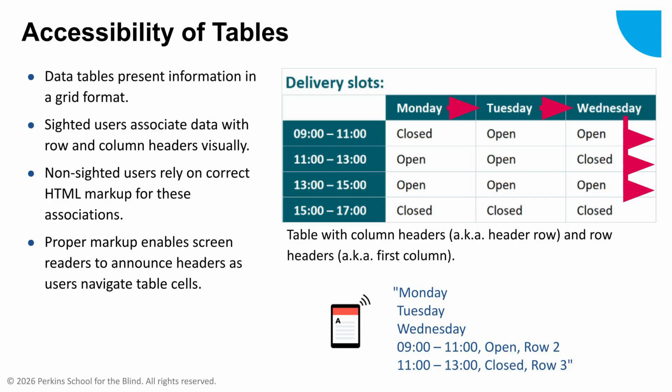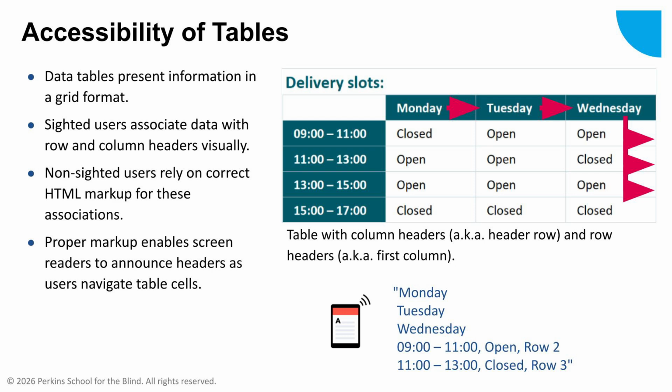I'm presenting an example on the screen of delivery slots. Across the first row are column headers: Monday, Tuesday, Wednesday. Going down the first column are different times, and within the individual data cells, it's either open or closed, whether or not the delivery slots are available.